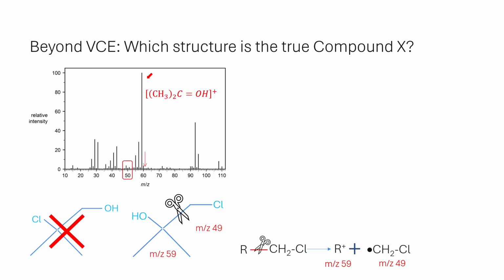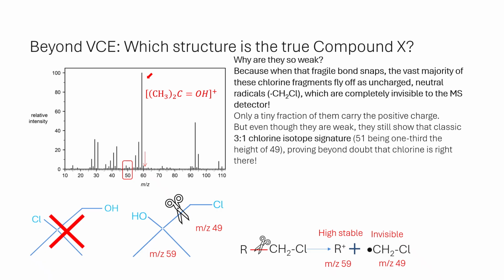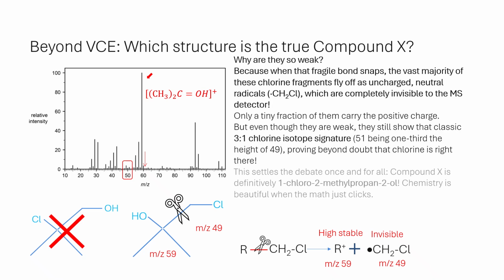Because when that fragile bond snaps, the vast majority of these chlorine fragments fly off as uncharged, neutral radicals, •CH2Cl, which are completely invisible to the MS detector. Only a tiny fraction of them carry the positive charge. But even though they are weak, they still show that classic 3:1 chlorine isotope signature, 51 being 1/3 the height of 49, proving beyond doubt that chlorine is right there. This settles the debate once and for all. Compound X is definitively 1-chloro-2-methylpropan-2-ol. Chemistry is beautiful when the math just clicks.